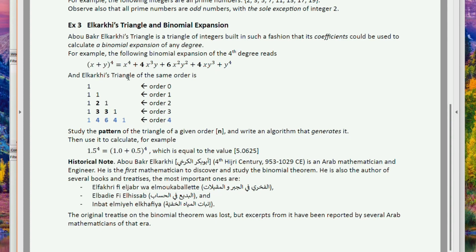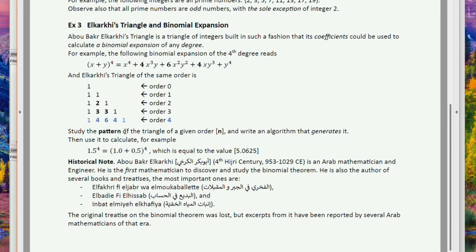And the Elkarkhi triangle of the same order is the following triangle. You can see the fifth row corresponding to order 4. The order starts from 0 to 4. This is the fifth row. First, second, third, fourth, the fifth row. The coefficients of the fifth row are the coefficients of the binomial. That's actually a theorem that has been proved by Elkarkhi in the 10th century. So, what is the question?